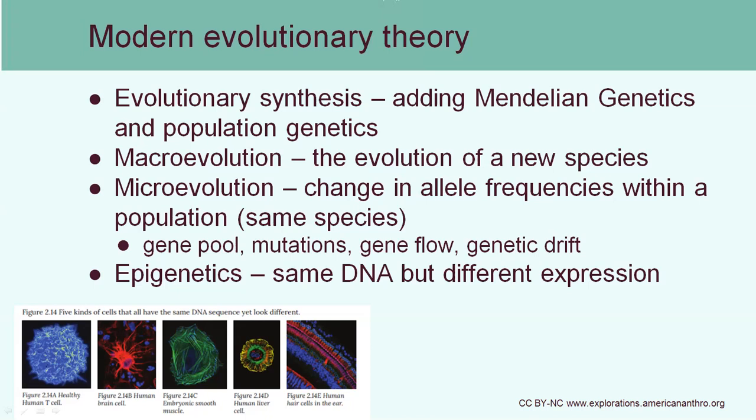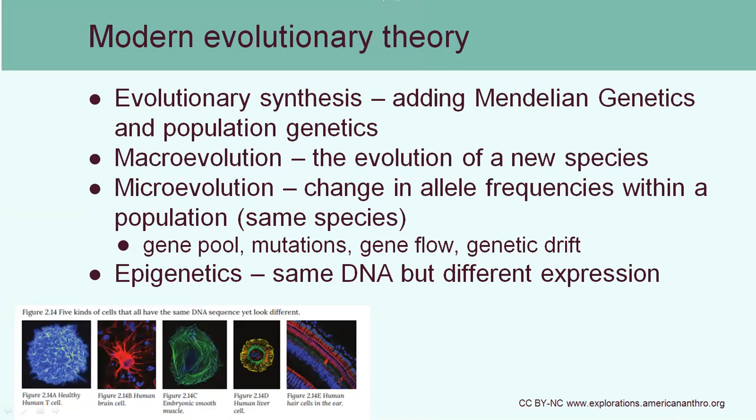So what does that mean? It means we're looking at the genetics of a single species. They have not become a new species yet. That's not what's going on. But the genes of one group in that species is different than the genes of another group in that species. And there's going to be some vocabulary related to that, like gene pool, mutations, gene flow, genetic drift. We'll talk about those in a lot more detail in the future.